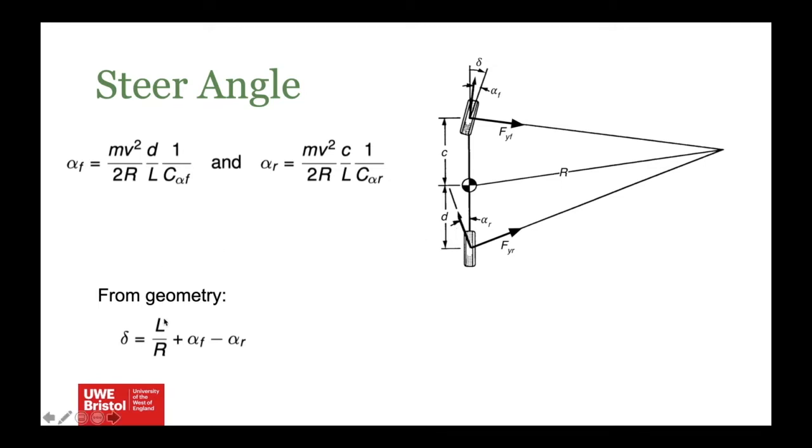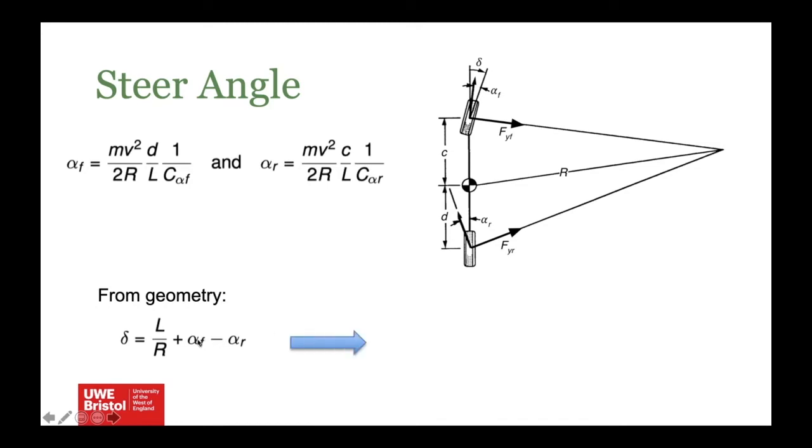Remember, L upon R in meters, if you take your wheelbase in meters divided by the radius in meters, this will give you a value in radians. Whereas often these calculations will give you something in degrees, and clearly for this equation to be valid, they all need to be in the same units. So often we multiply L upon R by 180 over pi. Sometimes you'll see that as 57.3, because that is 180 over pi, plus alpha F minus alpha R, and that will give you the value for the steer angle.